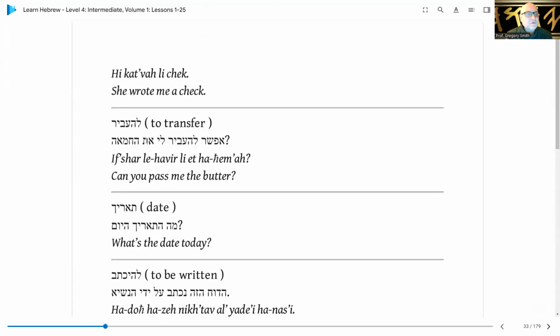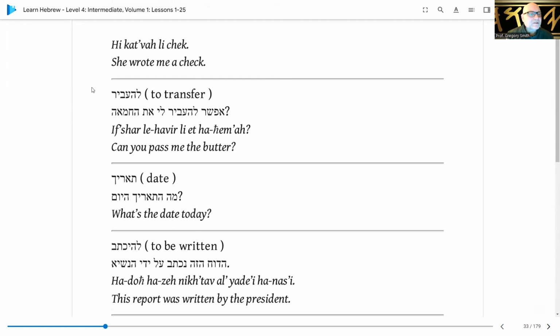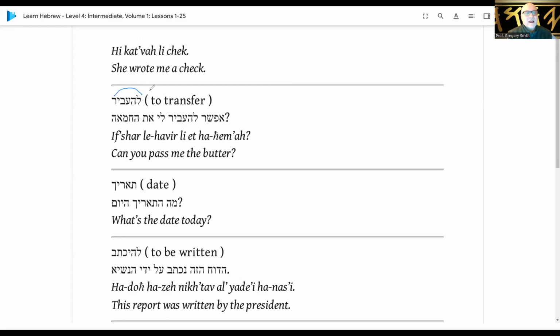Okay, so let's look at this one right here. To transfer. Lehavir. להעביר. So there it is. Lehavir has to do with conveying or transferring. So that's one of those verb forms, and multiples can be taken off of that.